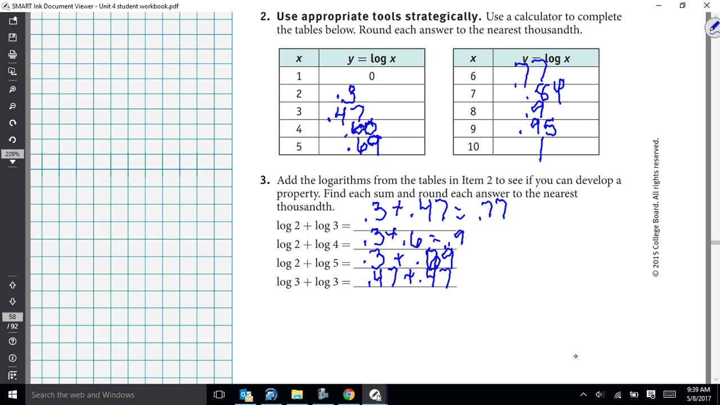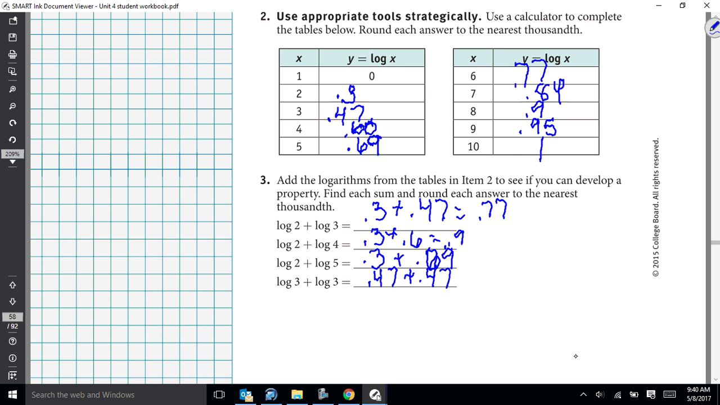So we have 2 and 4. When we add those logs together, that gives us 0.9. So what's the relationship between 2 and 4? When we add the logs together, we get the log of 8. But 2 and 4, how do they relate to 8? We multiply them. So 2 and 5. When we add them together, we get 0.99, which is nearly 1, right? And which is the log of 10. So 2 and 5, how do they relate to 10?